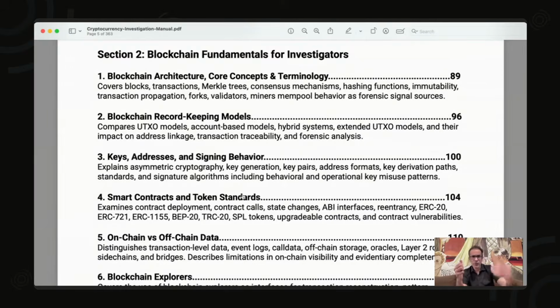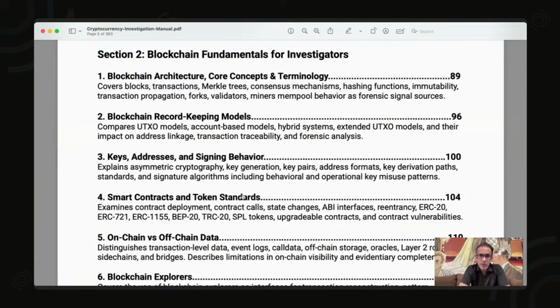The way in which Bitcoin functions, it uses something called the UTXO accounting model. Ethereum, on the other hand, uses an accounts-based model. And then there are systems which use a hybrid. So it's important for you to understand these record-keeping models. That's covered. Then we go into, obviously, one of the most critical things, which is keys, addresses, and signing behavior.